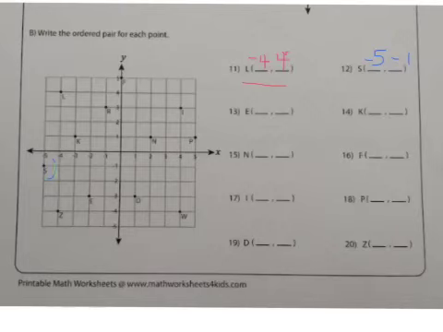Alright, number 13, E. E is right here. So again, you're going to count left. You went left 2, left is negative. And then you're going to count down. 1, 2, 3. Down is also negative. So you should have the point -2, -3.